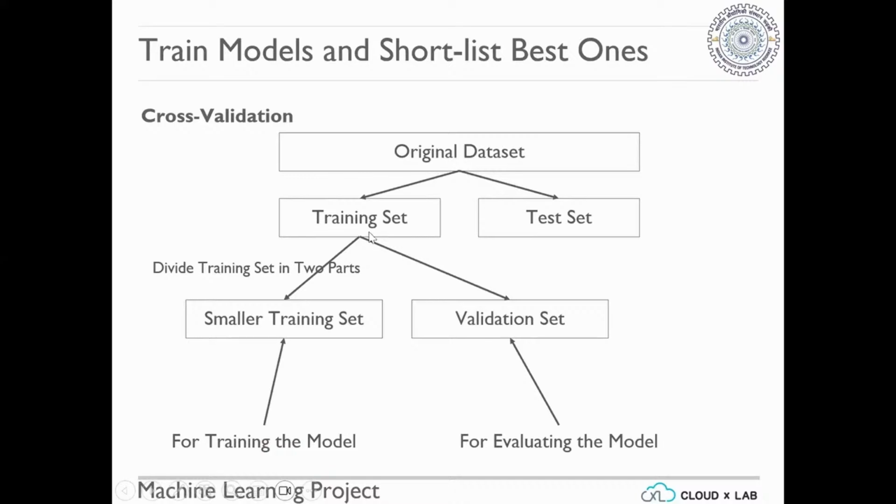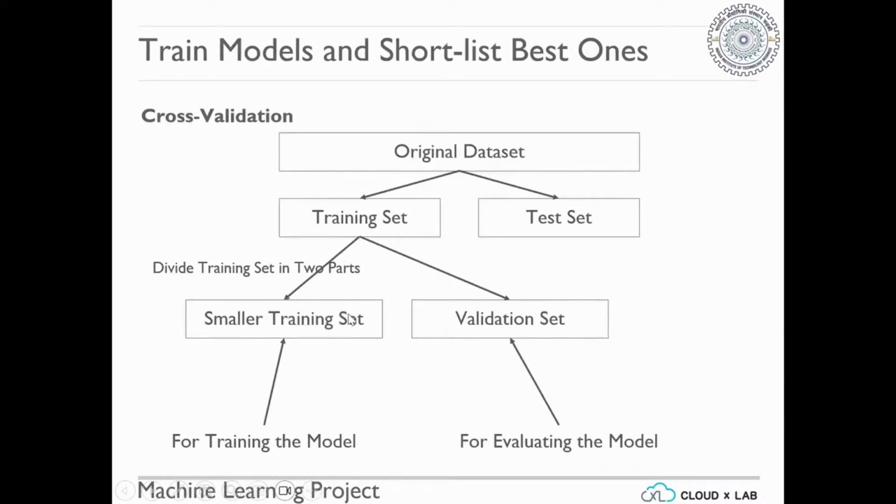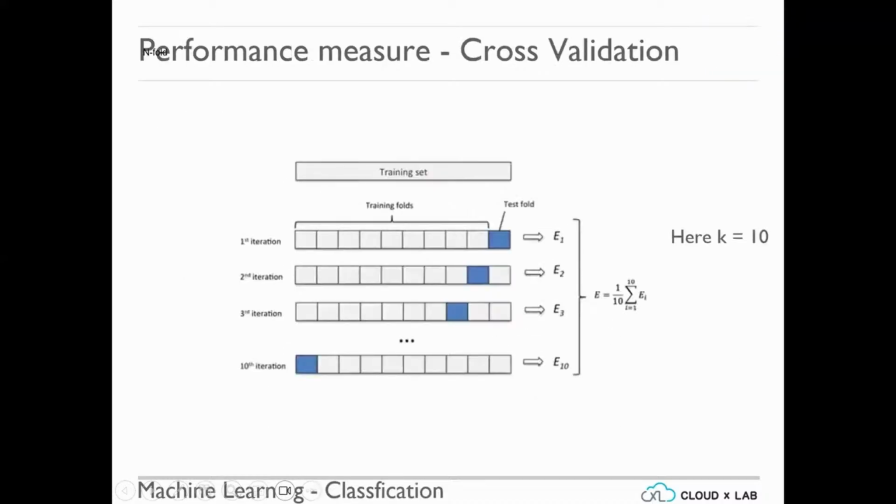Or in other words, in each iteration we are making this division differently. We are dividing the training set into two parts, and this division is different in each iteration. And now we are using this part to train our model, and this validation set to evaluate our model. So in each iteration, we are changing the training data set, or splitting the training data set multiple times.